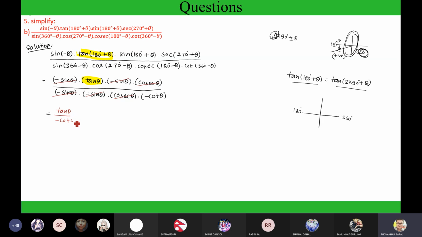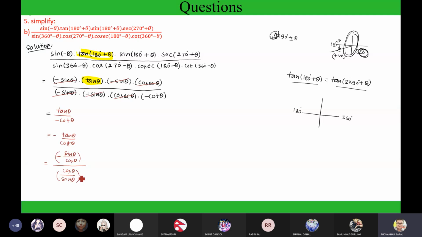As I told you earlier, if the ratio is in the division or product, just express it in the simplest form, that is tan theta upon cot theta. Tan theta upon cot theta, this will be equals to, now let's express it in sin and cos. So it will be minus sin theta upon cos theta, whole upon minus sin theta upon cos theta, whole upon cos theta upon sin theta.